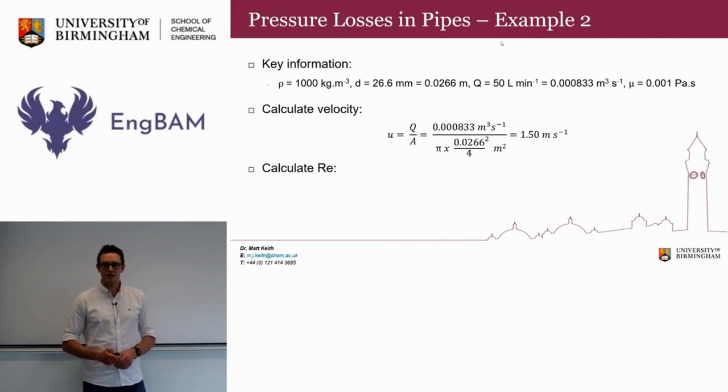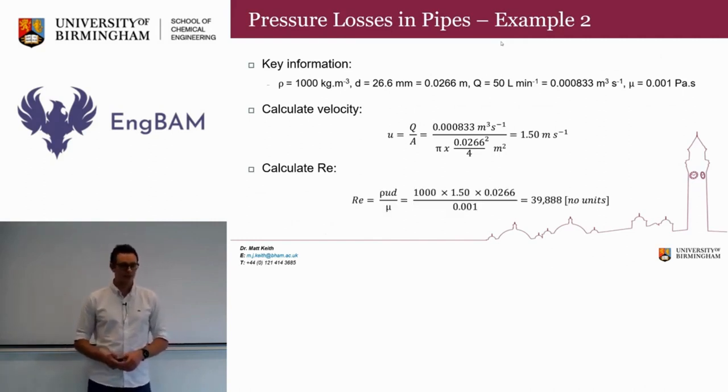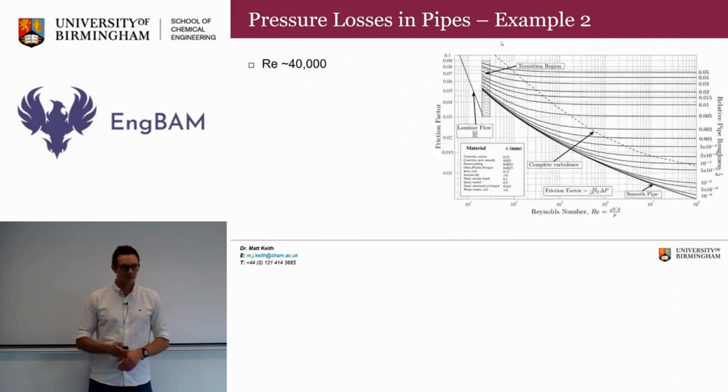As we now have our velocity, density, viscosity, and pipe diameter, we can calculate Reynolds number fairly simply, and we see we have a much larger Reynolds number than earlier. Here, it's nearly 40,000. So, now we go to our Moody chart. We identify the point on the Moody chart, which relates to a Reynolds number of 40,000.